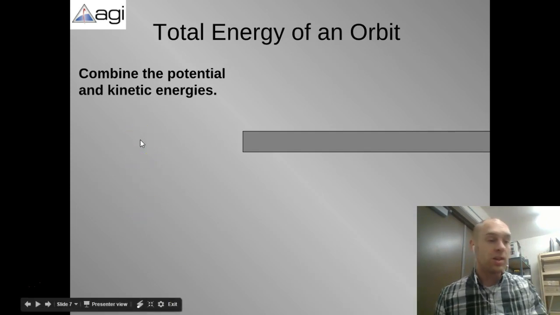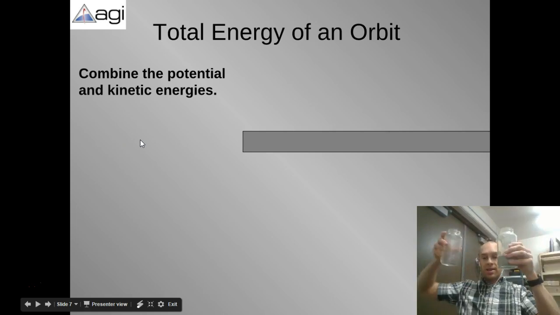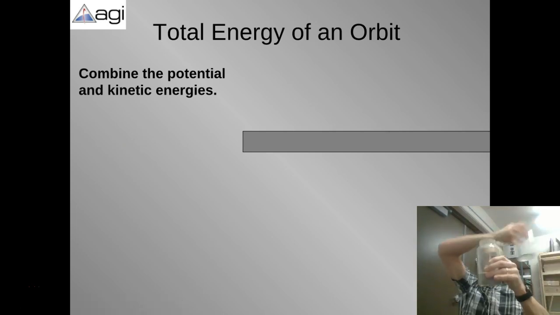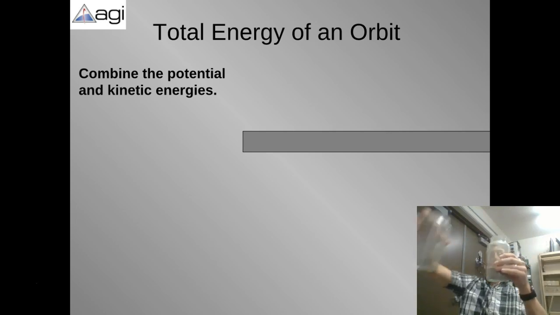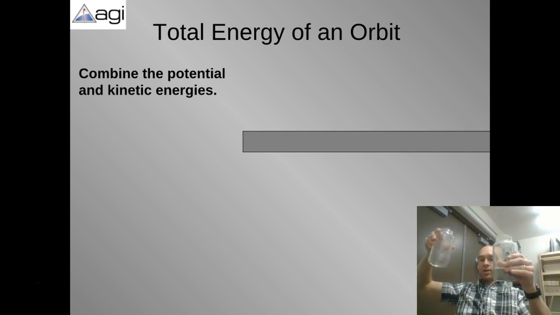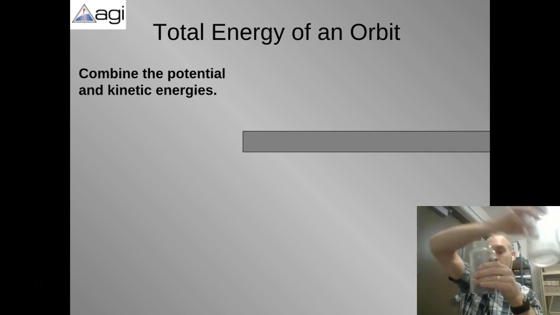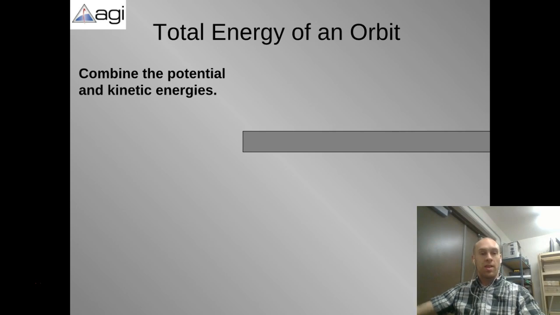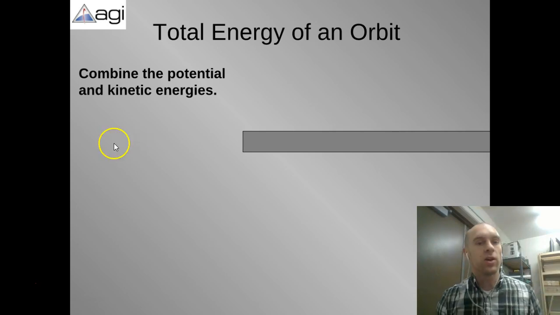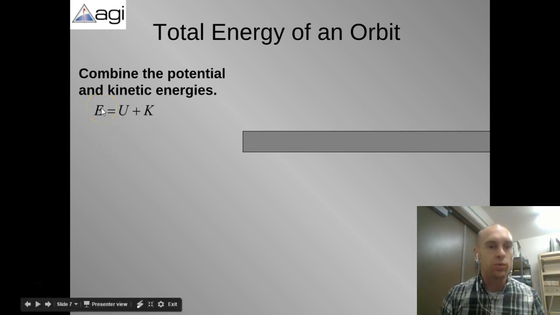So now we can look at the total energy of an orbit if we just combine the potential and kinetic energies. So remember, if a satellite is orbiting around the Earth, or any body for that matter, then it has potential energy because it's away from the Earth. It has a distance away from the Earth. If it's moving, it also has kinetic energy. So if we combine those, that's the total energy. So E is what we call total energy. It is U plus K.